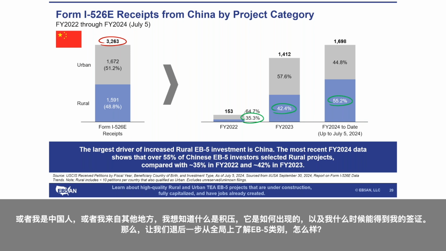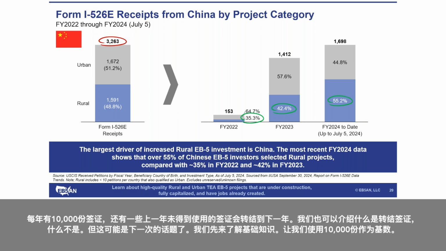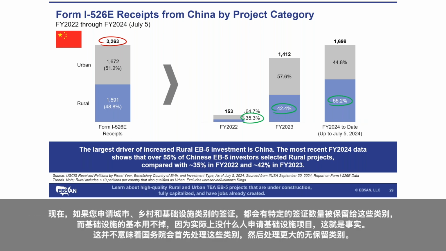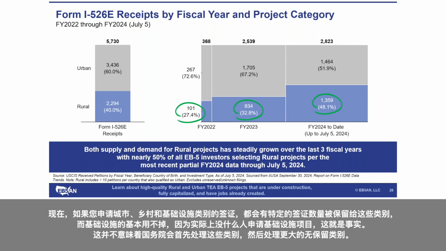So let's take a step back and understand the EB-5 category overall, right? There's 10,000 visas every year, and there's also rollover from the year prior that are unused to some extent. We can talk about what is rolled over and what's not, but I think that's a conversation for a different day. Let's just understand the basics for now, so let's use 10,000 as the base number. Now, of that, there are specific visas that are set aside or reserved if you're filing in the urban, rural, and infrastructure categories, which we'll also leave out because, let's face it, there are almost none of those applications currently.